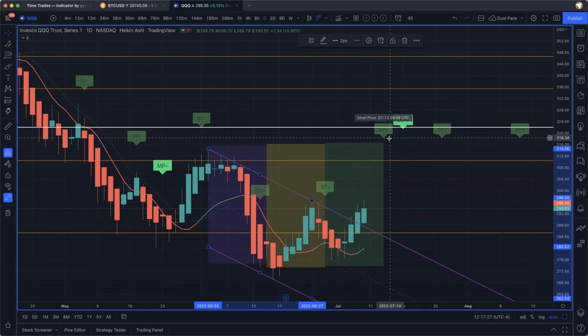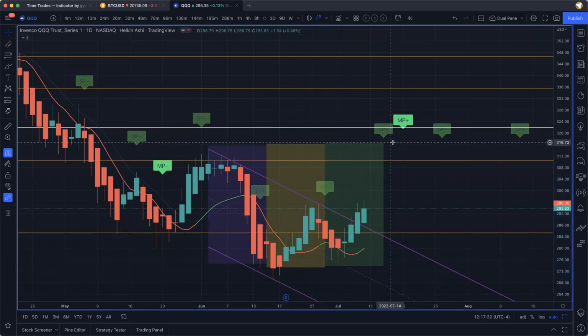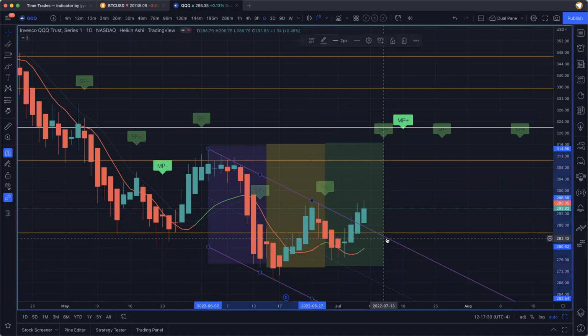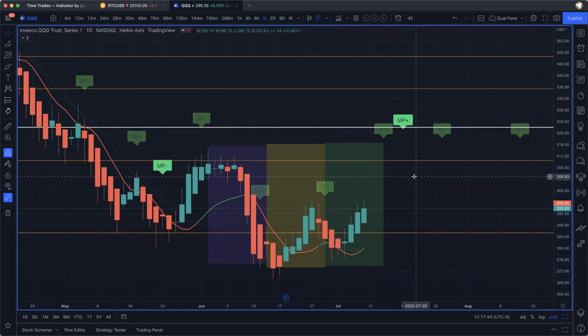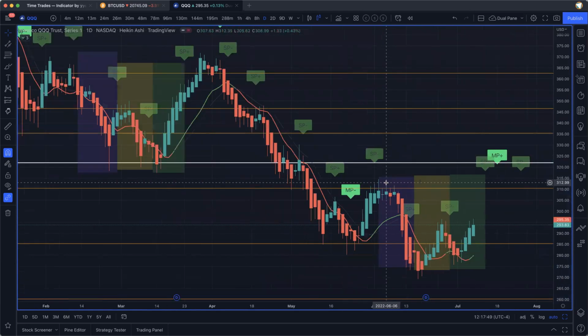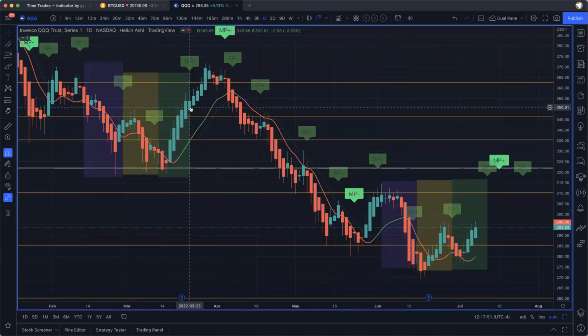And in my opinion, we're going to be heading up into a high between this small pivot on July 13th and the medium pivot on July 18th. Okay, so that's coming up within the next week or so. And if we go back and take a look at what happened last time, you can see we made a high slightly after that small pivot, between the small pivot and the medium pivot cycle.